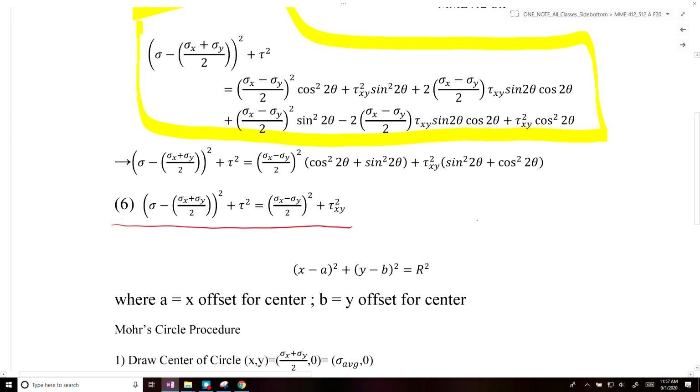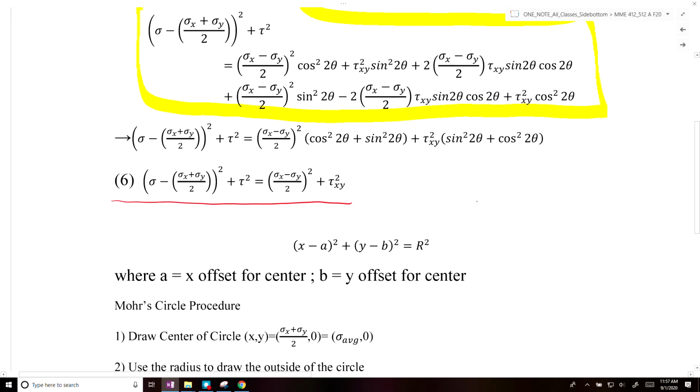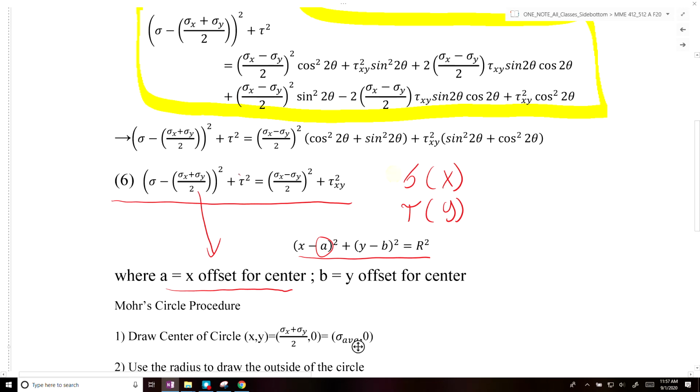The cool thing about equation 6 is that if we treat sigma as being on our x-axis, and think of tau, or shear stress, as being our y-axis, this equation looks exactly like a circle. The x offset of the center of our circle is equal to a, which in this case is our average stress, sigma x plus sigma y divided by 2. Our b-intercept is equal to 0, because there's no intercept related to tau. And the term on the right-hand side of the equation is the radius of our circle squared.